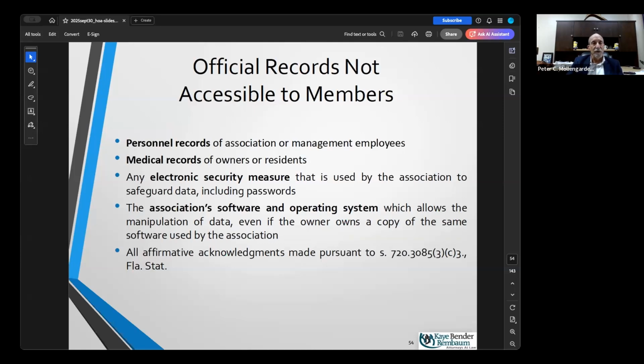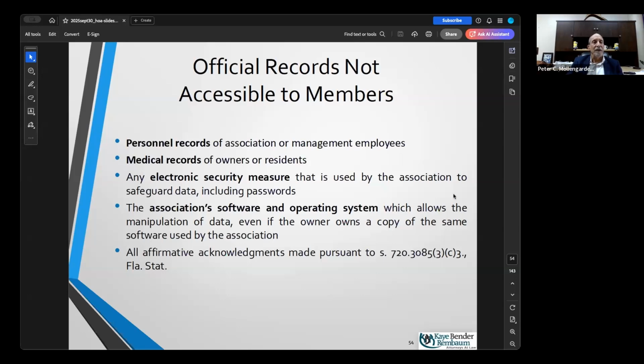Stop here for a second. Medical records, remember, and we're not sure we're going to talk about it that much in this presentation, but as a board member, you're probably going to be asked from time to time to evaluate whether someone is entitled to an accommodation for, let's say, an emotional support animal. And generally speaking, in those instances, they will be required to submit some sort of documentation from their medical professional. That letter, that documentation, is a medical record. It's not accessible to other owners.